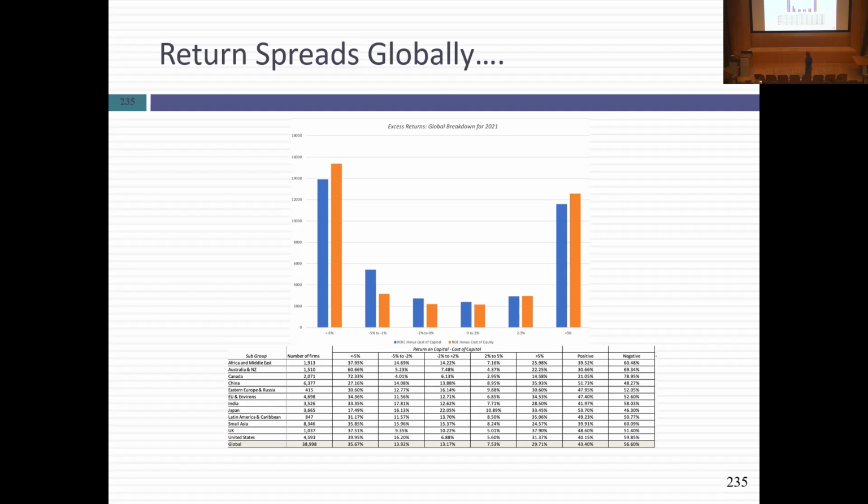Okay? If you look across the world, about 57% of companies earn a return on capital less than the cost of capital. 43% of companies earn a return on capital that's greater than the cost of capital. Already with just a comparison, 57% of global companies don't earn their cost of capital. It's worse in some parts of the world than others. It's worse in some sectors than others.